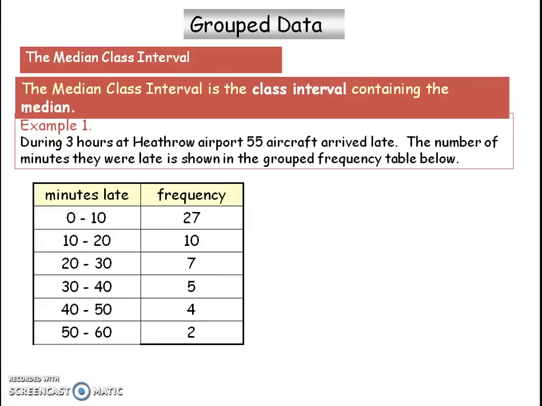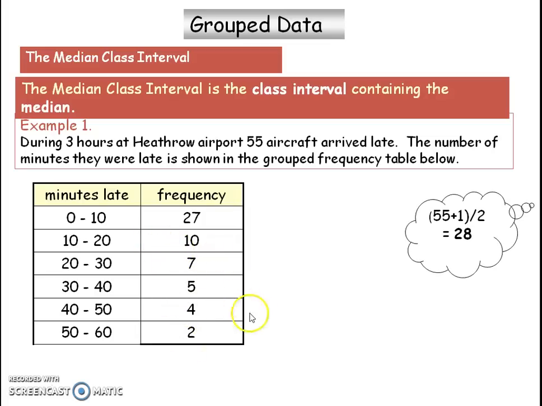Now come to the median class for grouped data. The median class interval is the class interval containing the median. So the median lies in the median class interval, and we need to find it. For that, there are two methods. You can calculate the cumulative frequency, or you can take the total of the frequency, which is 55.